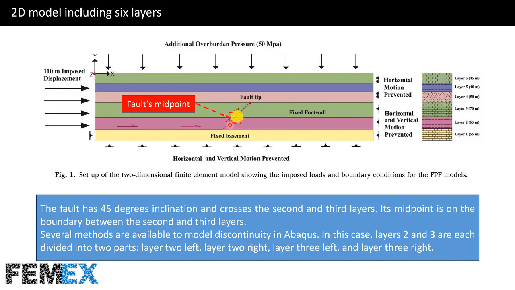Also here we have the fault between layer 2 and layer 3. The fault has 45 degrees inclination and crosses the second and third layers. Its midpoint is on the boundary between the second and third layers. Several methods are available to model discontinuity in Abaqus. In this case, layer 2 and layer 3 are each divided into 2 parts: layer 2 left, layer 2 right, layer 3 left, and layer 3 right.